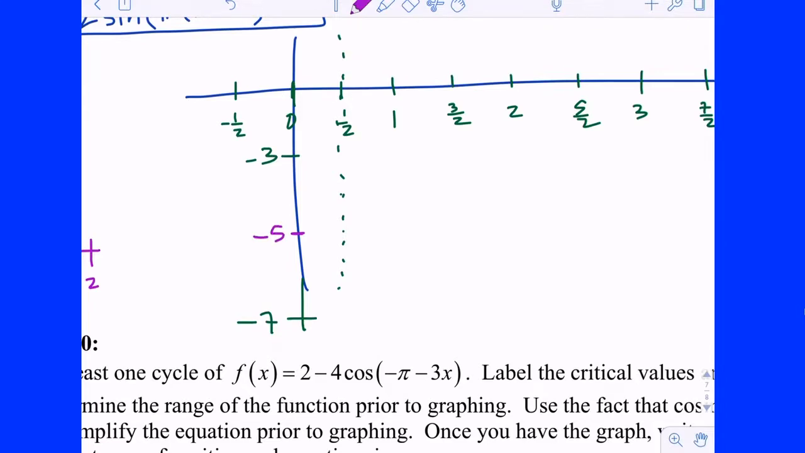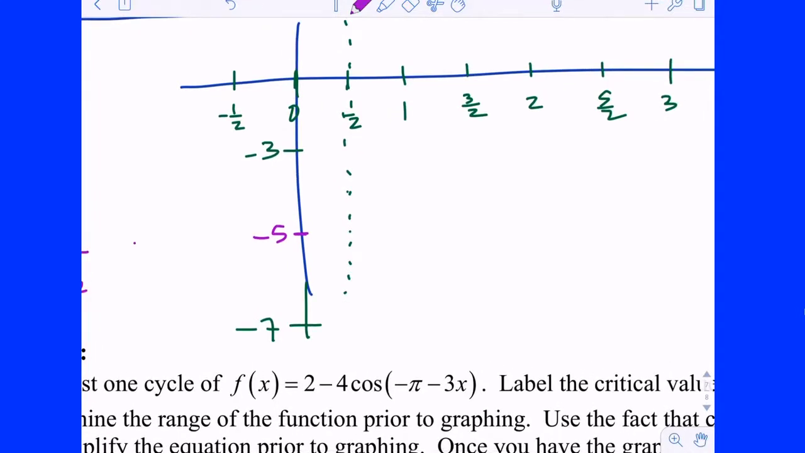And again, you can average them together. -3 plus -7 is -10. Half of that is -5. That's how you find the average of two numbers. You add them and divide by 2. And so now I'm going to draw a dotted line all the way across.